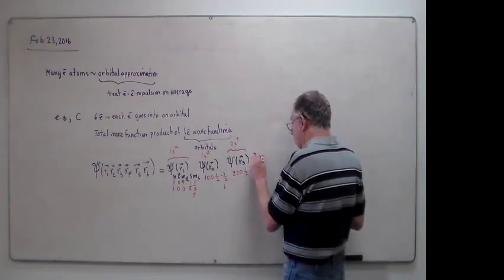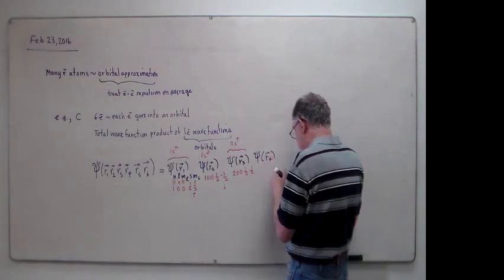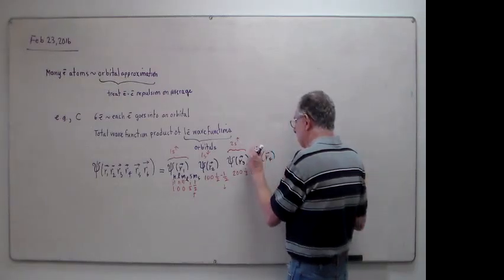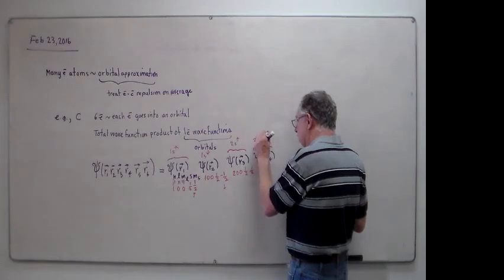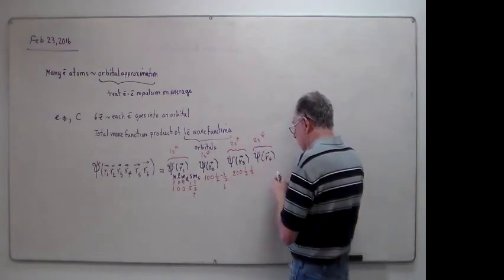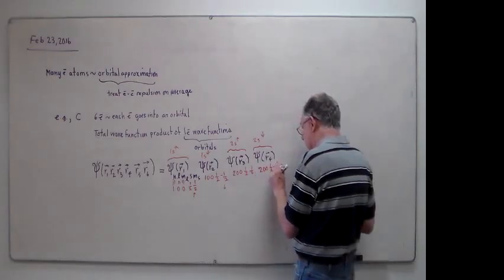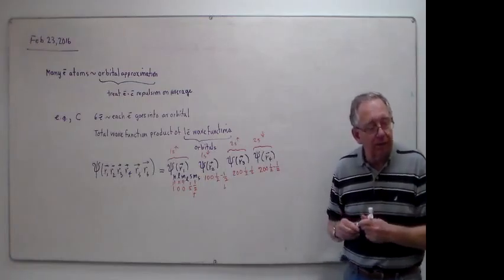And for r4, this is 2s with the spin down. So this is 2, 0, 0, 1/2, minus 1/2, just like 1s, right? Mm-hmm.